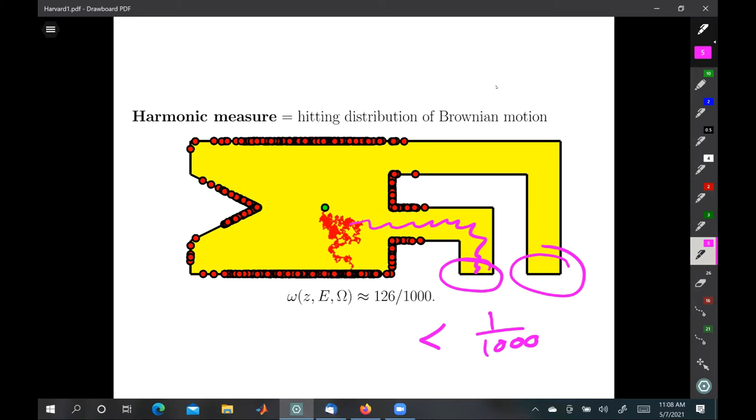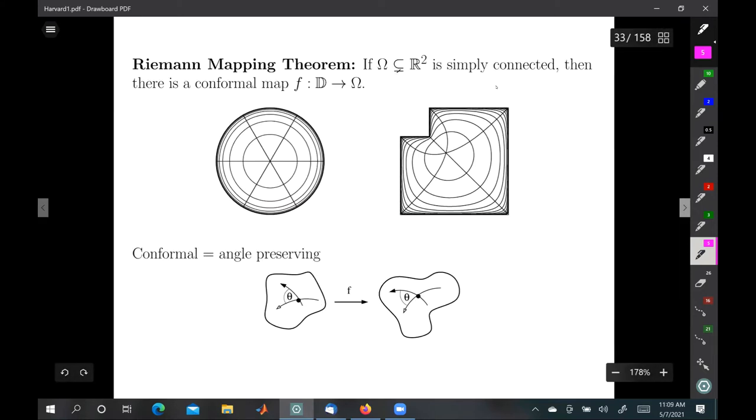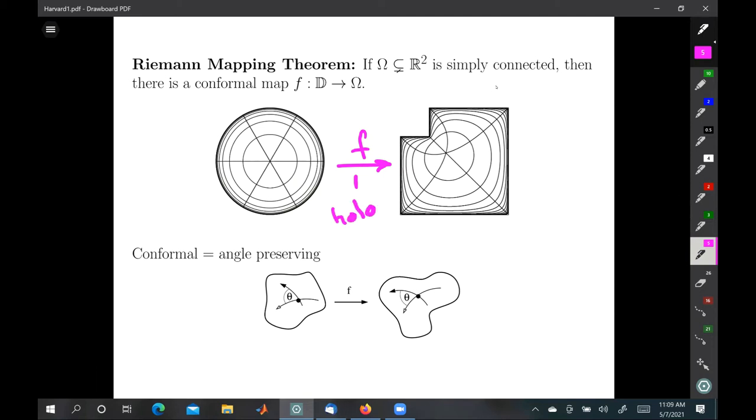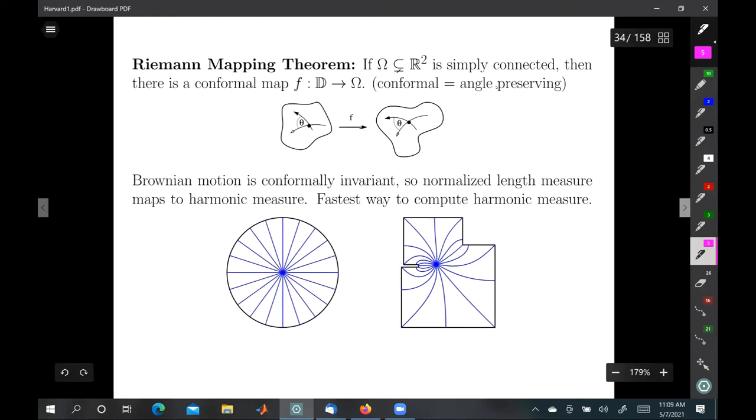A much faster way of computing this is by the Riemann mapping theorem. This is a famous theorem that says, given any simply connected domain in the plane, there is a conformal mapping. That's a 1-to-1 holomorphic mapping. It preserves angles locally, and it's a homeomorphism. The reason why this is good for the random motion problem is that the conformal image of a Brownian path is another Brownian path.